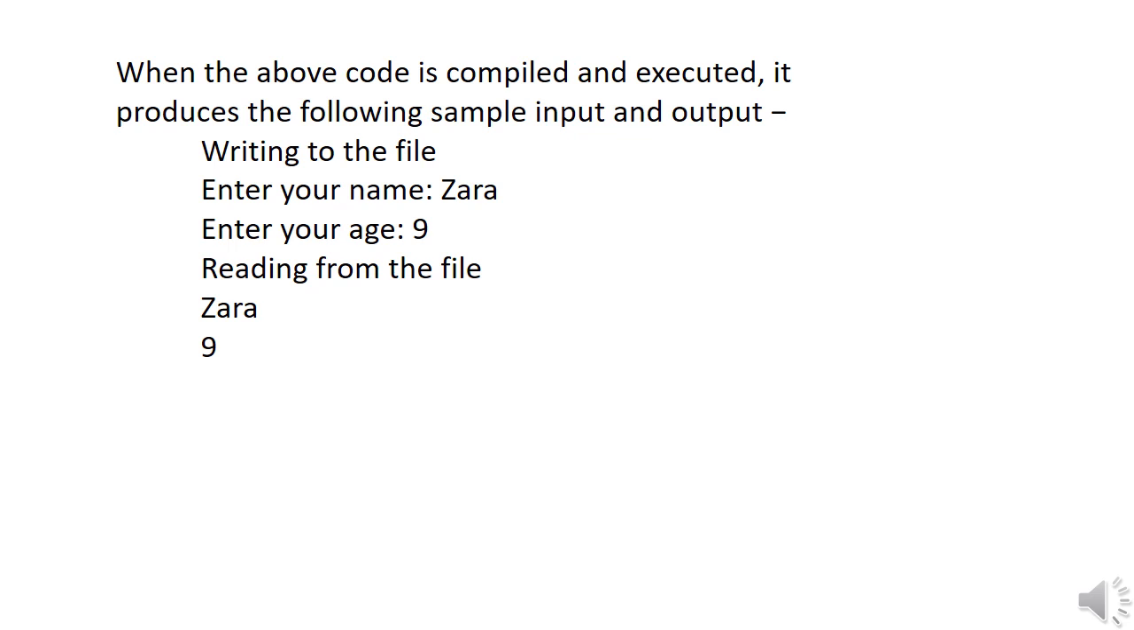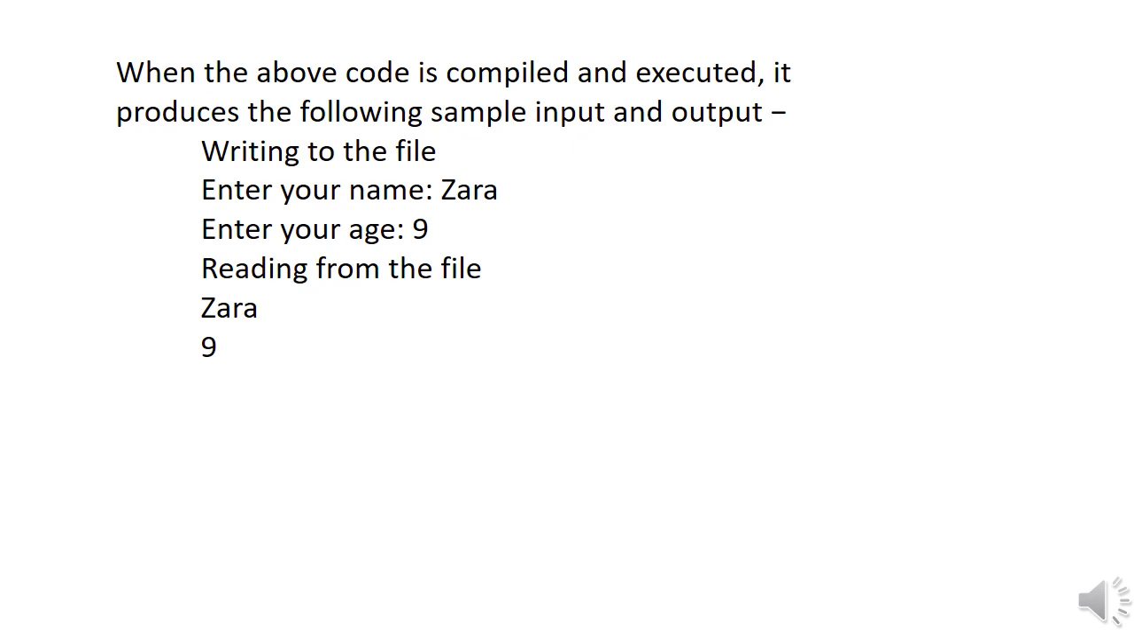When you execute the previous program, you will get output like this. First, in the main program, the user is asked to enter the name. Then the user will enter a name, Sarah. Then we are going to write that name into the file afile.dat. Syntax we already discussed in the previous slide. Then Sarah will be stored in the file afile.dat.